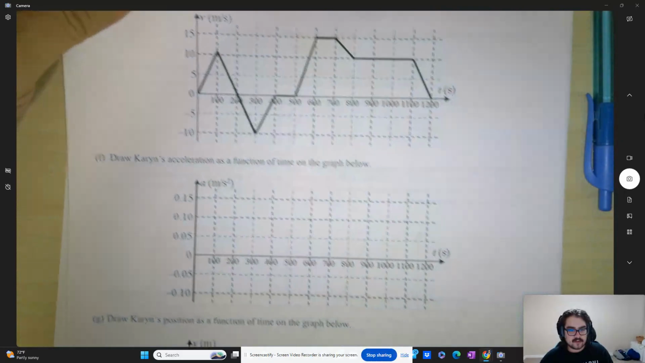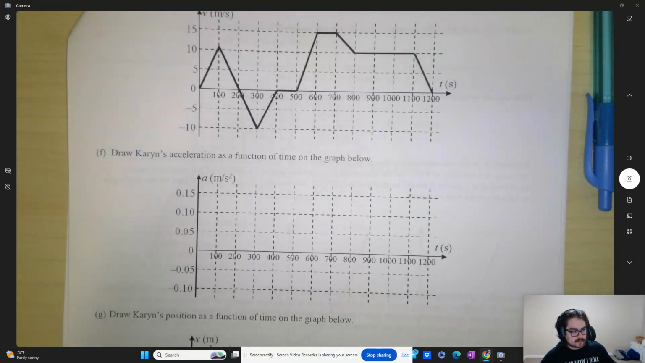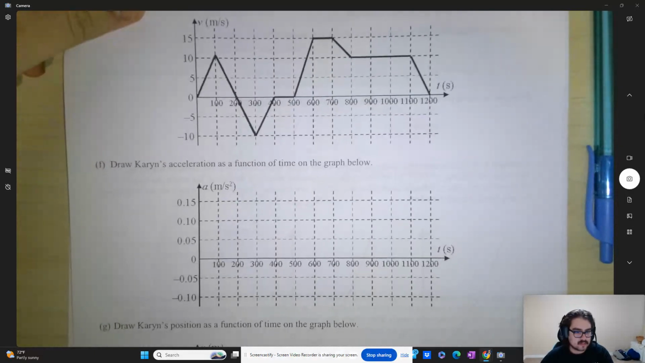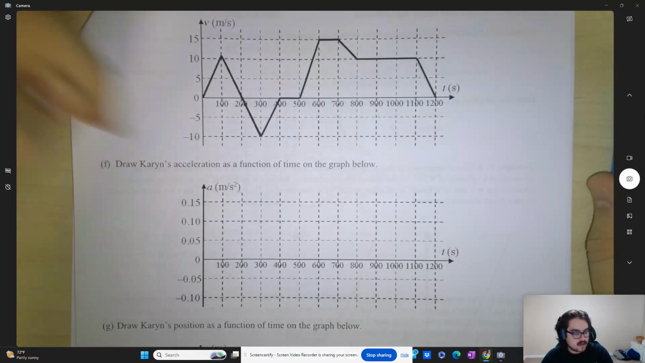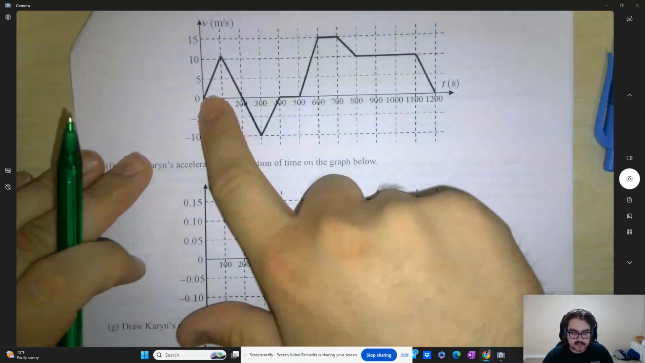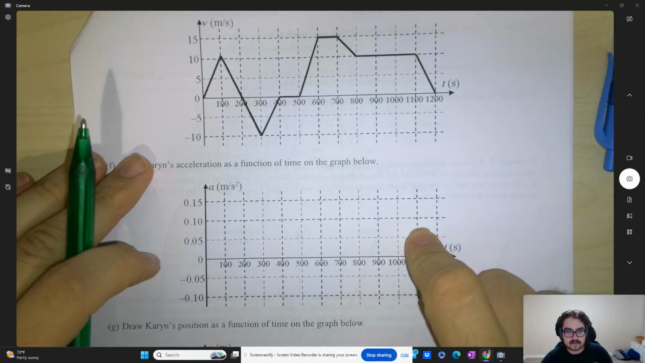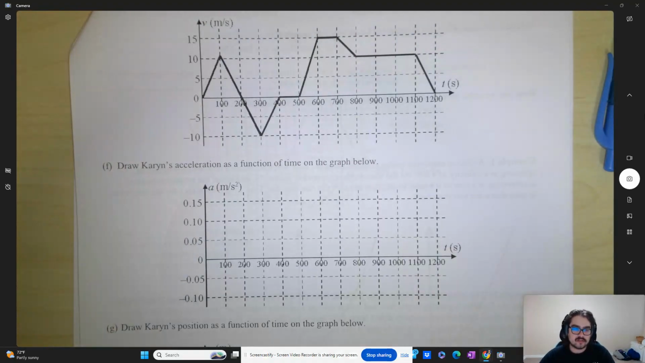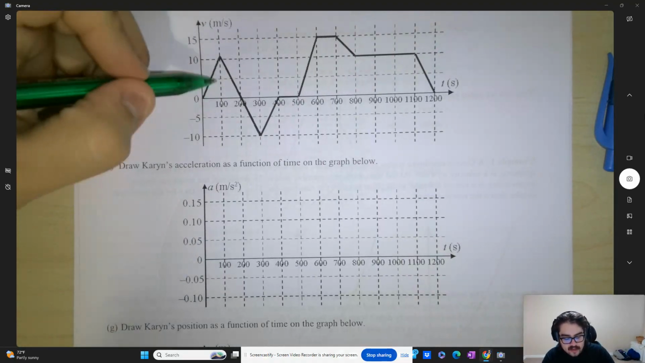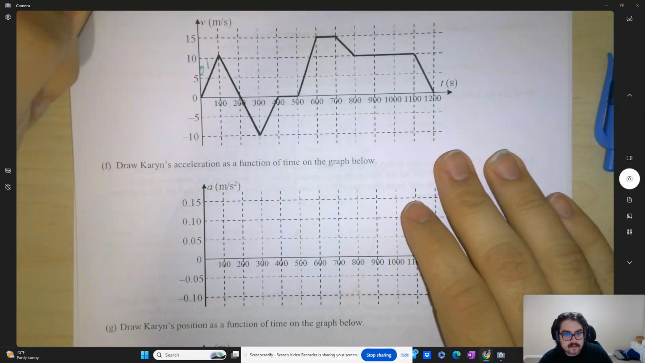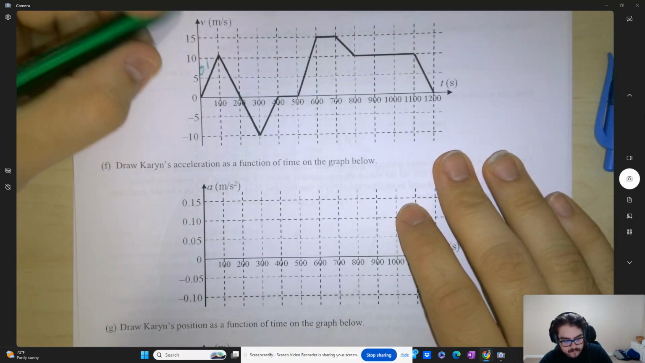There's the graph again. It's repeated for you, just so that you can use it as a reference. Acceleration is a function of time. So I'm going to do my accelerations. I need to take the slope of each segment. So I'm going to do the change in y over the change in x. 10 over 100, that gives me 0.1 for that first segment.